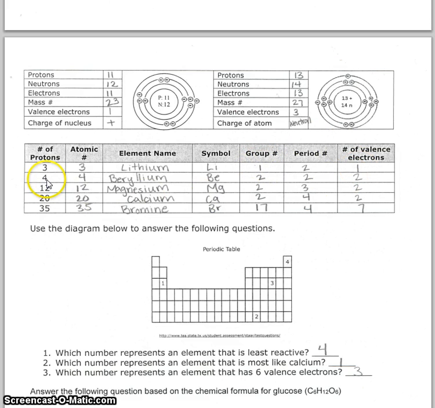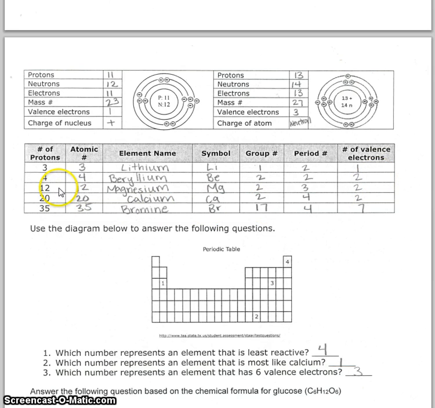If I have 4 protons, then my atomic number is 4. Using my periodic table, I can identify that atom as beryllium. The symbol is capital B, lowercase e. I'm in group or family number 2. I'm in period number 2. And because I'm in group 2, my valence is 2.